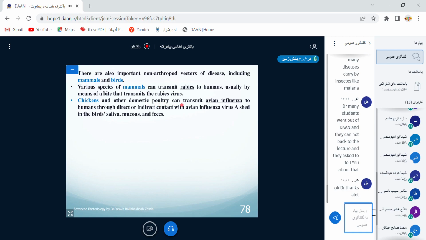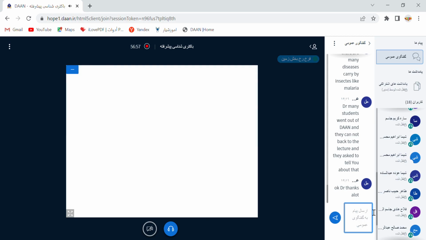Chickens and other domestic poultry can transmit avian influenza to humans through direct or indirect contact with avian influenza virus shed in bird saliva, mucus, and feces.